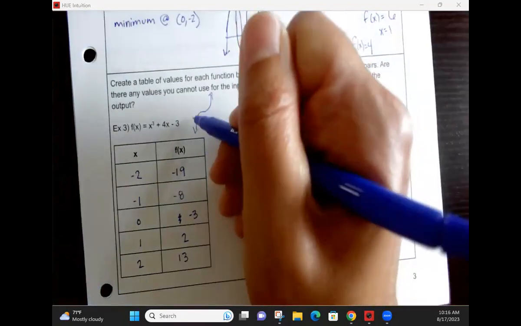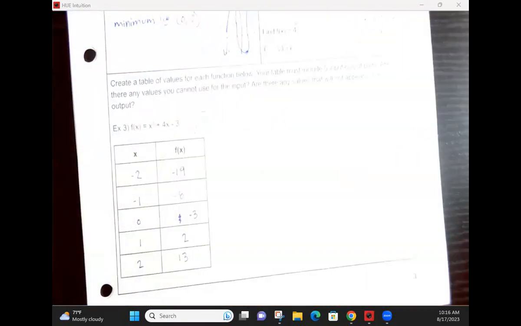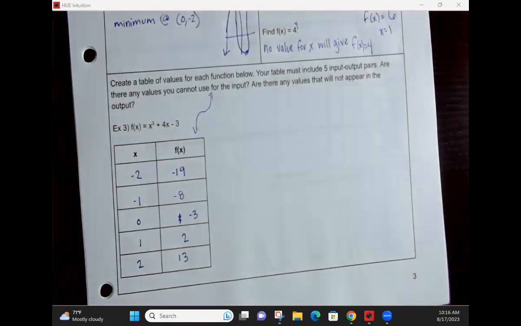But if I can go down forever and I can go up forever, there are no holes, there are no asymptotes in this graph. Are there going to be any output values that I cannot have? No. Are there going to be some that are maybe difficult to get, like potentially -23? Sure. But no restrictions here.